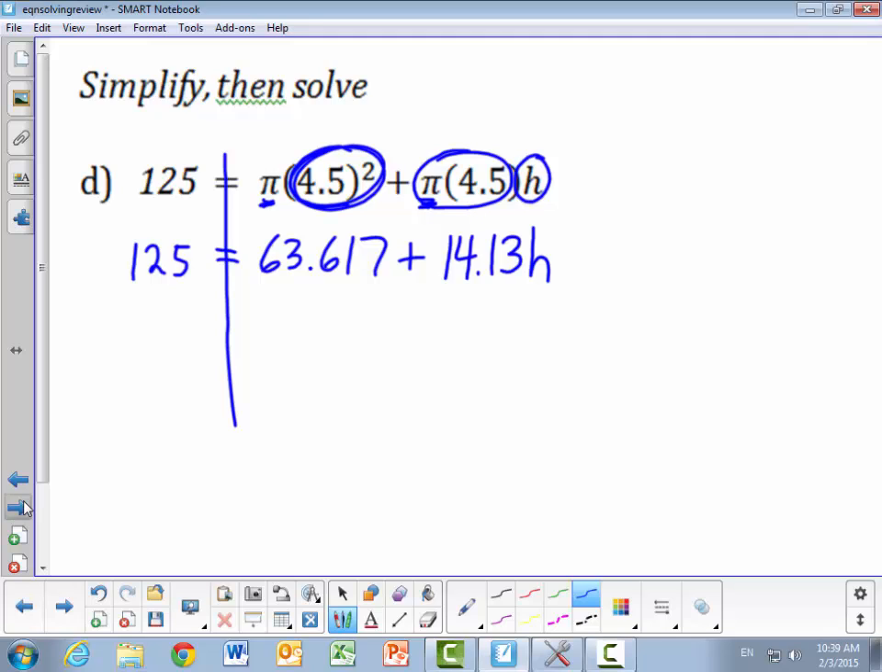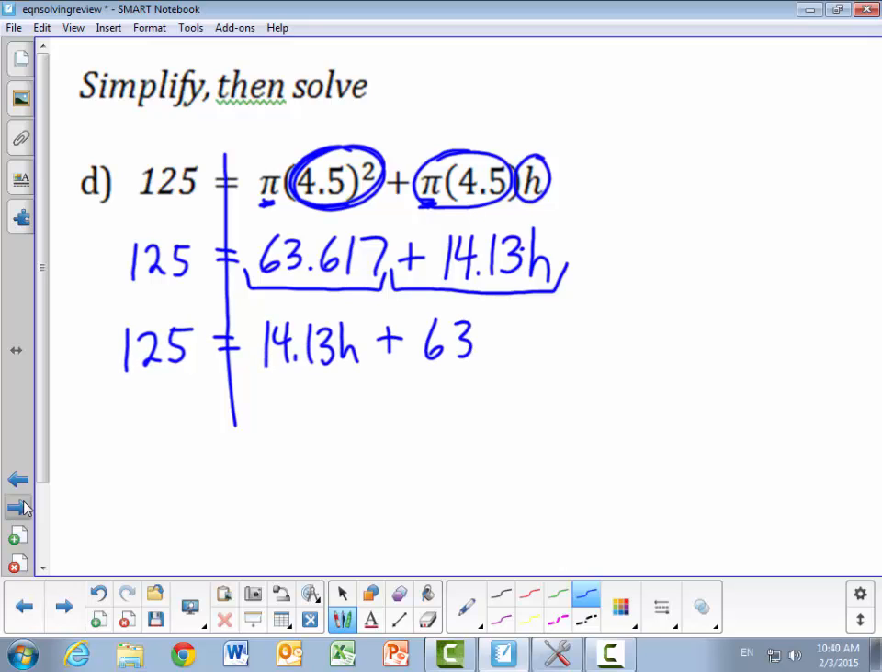Now I'm going to ask myself what's happening to h. Well, it's being multiplied by 14.13, and it's being added to 63.617. If you're having trouble seeing that, what you want to do is make your term trays and then flip them around. So let's just do that. I'm going to write this term first and this term second. And now it's a lot more clear that h is being multiplied by 14.13 and being added by 63.617.